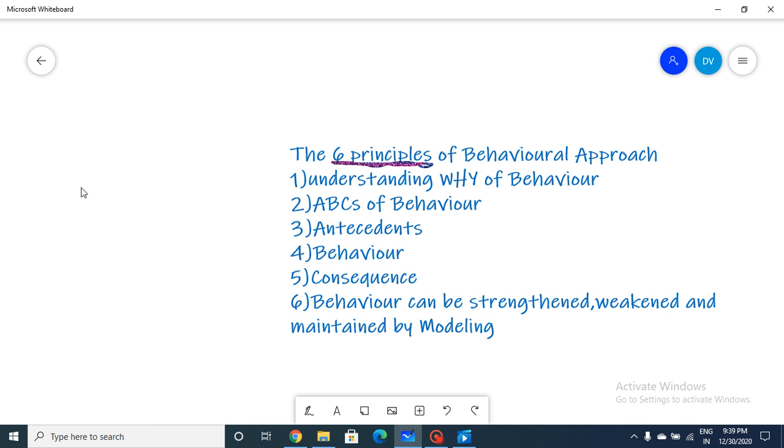The modeling might be verbal or physical, with your actions and your tone. How you approach your child with your tone of voice, and it should be in an acceptable and controllable way.